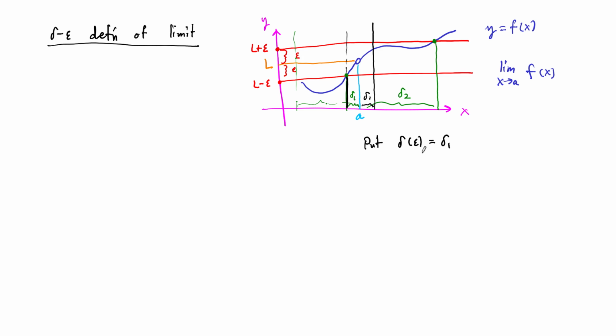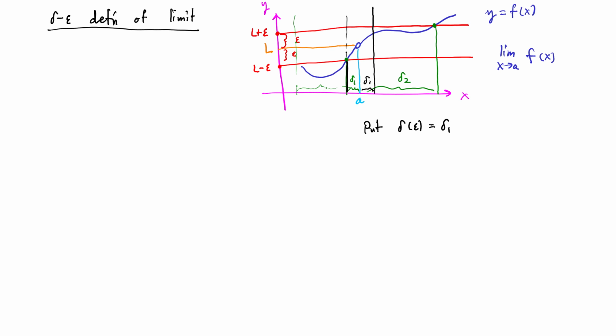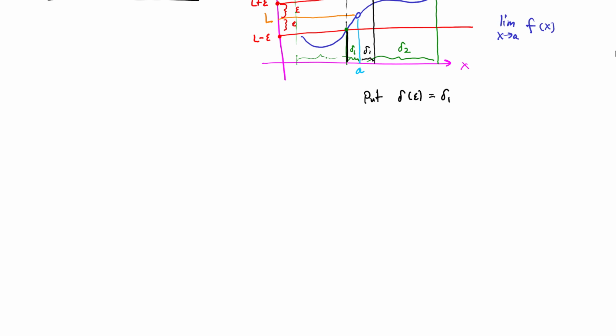So delta always depends on the choice of epsilon. Okay, so let's write this out now in all of its formal glory. It says the following. So here's our, again, delta epsilon definition of a limit.